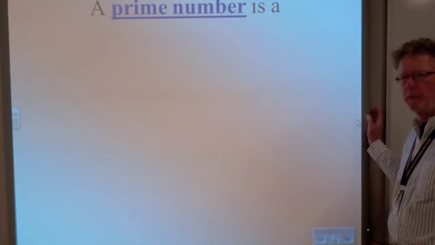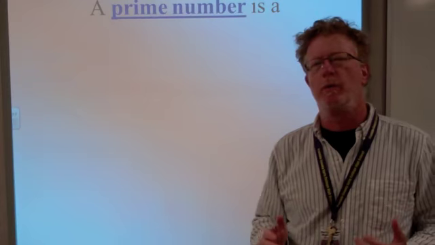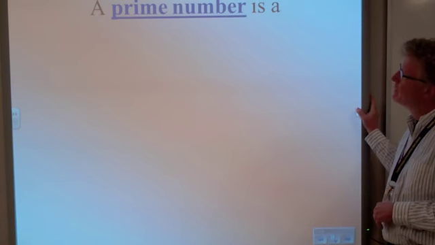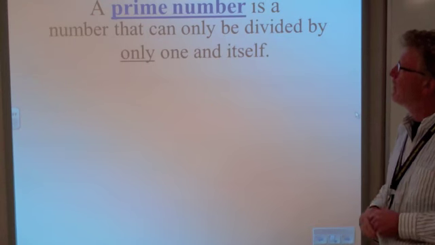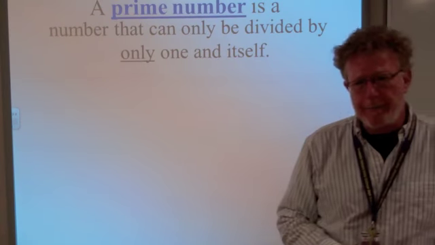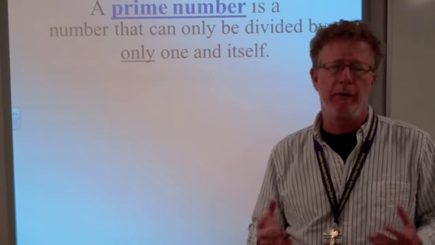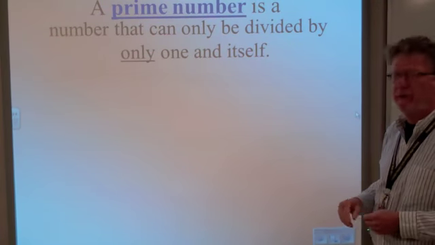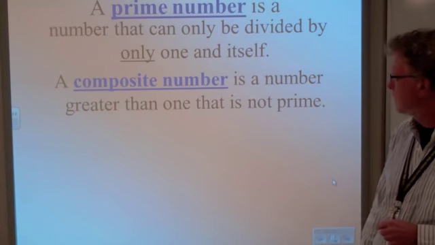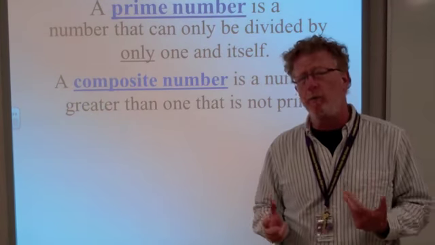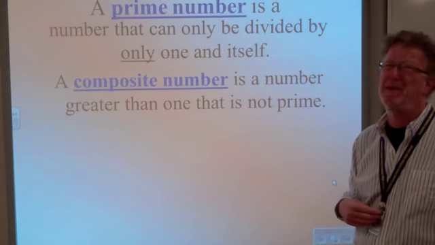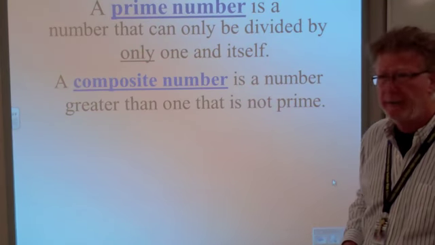So a prime number, this is when we talk about doing the prime factorization, what we're trying to do is find the prime numbers that go in a number. A prime number is a number that can only be divided by 1 and itself. So things like 1, 2, 3, 5, 7, 11, 13. You can count out numbers that are only divisible by 1 and themselves. And a composite number is any number greater than 1 that's not prime, so it can be divided by things like 2, 3, 5.